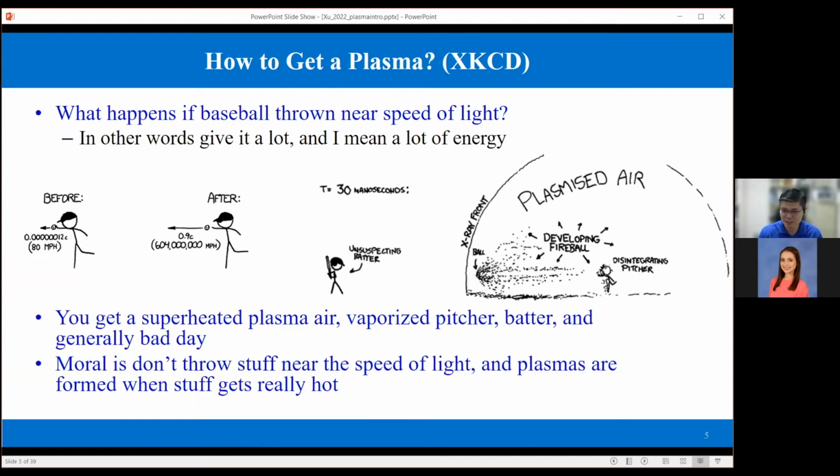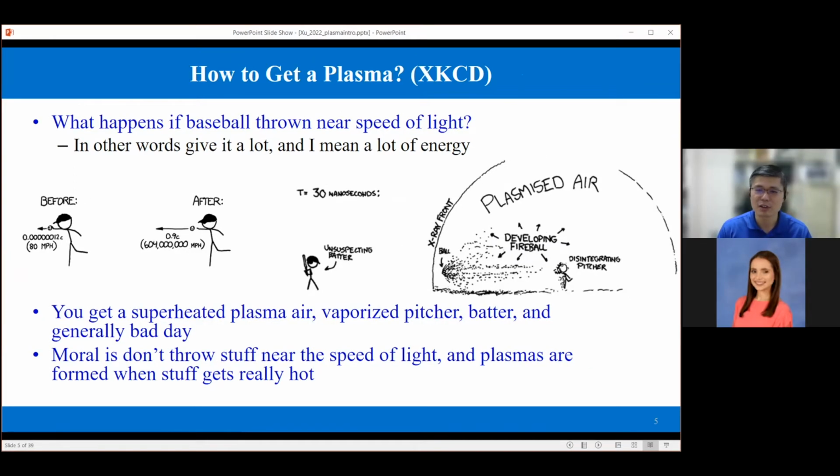What happens, according to the comic, is the ball is going so fast that it superheats the air in front of it, and superheats the ball, turning the air into a plasma, turning the ball into a gas, then into a plasma, essentially making everyone have a generally bad day. So the moral of the story is don't throw stuff near the speed of light, but also that plasmas are created when stuff gets really hot. When you add lots of energy to a substance, specifically a gas, that gas starts losing charged particles and starts becoming a plasma.